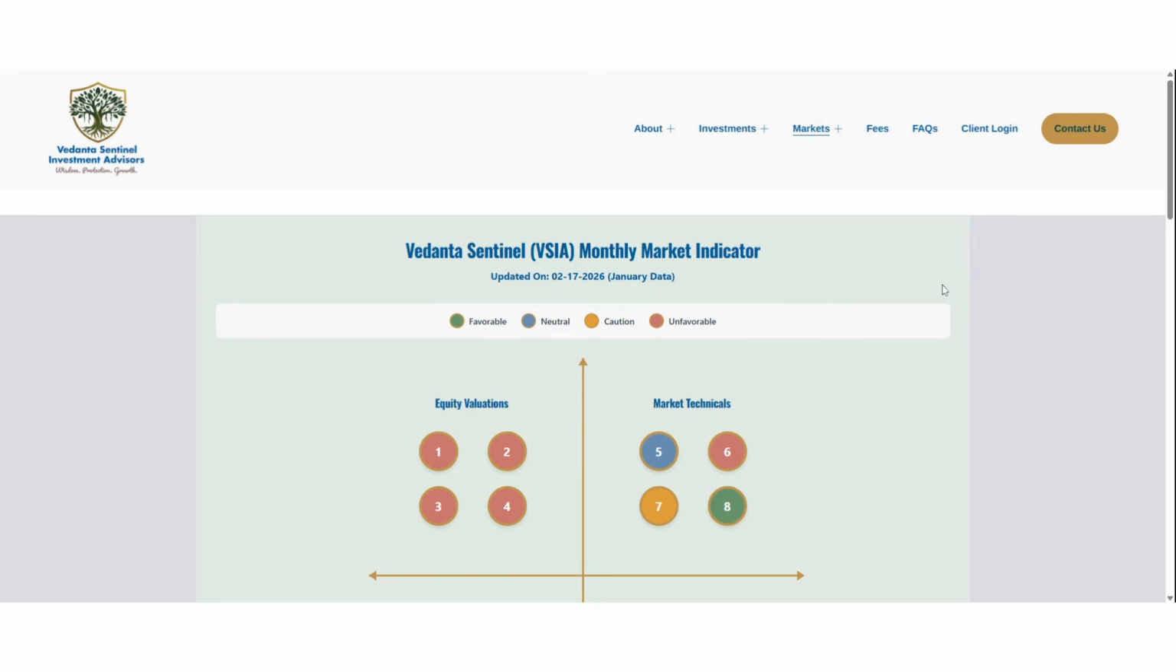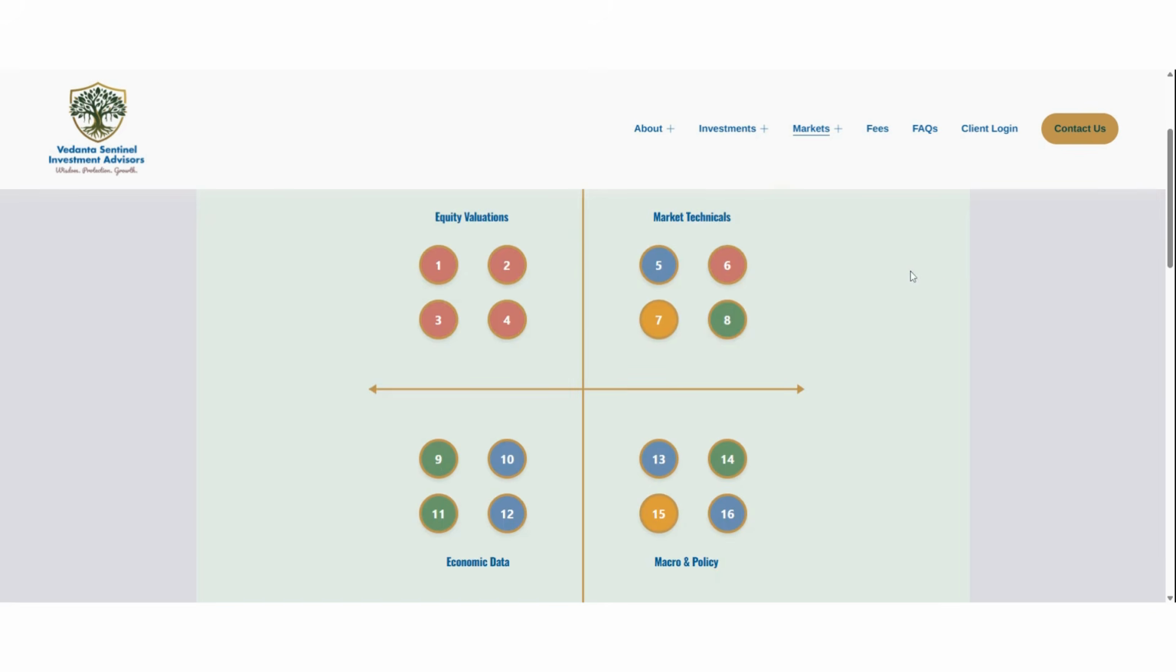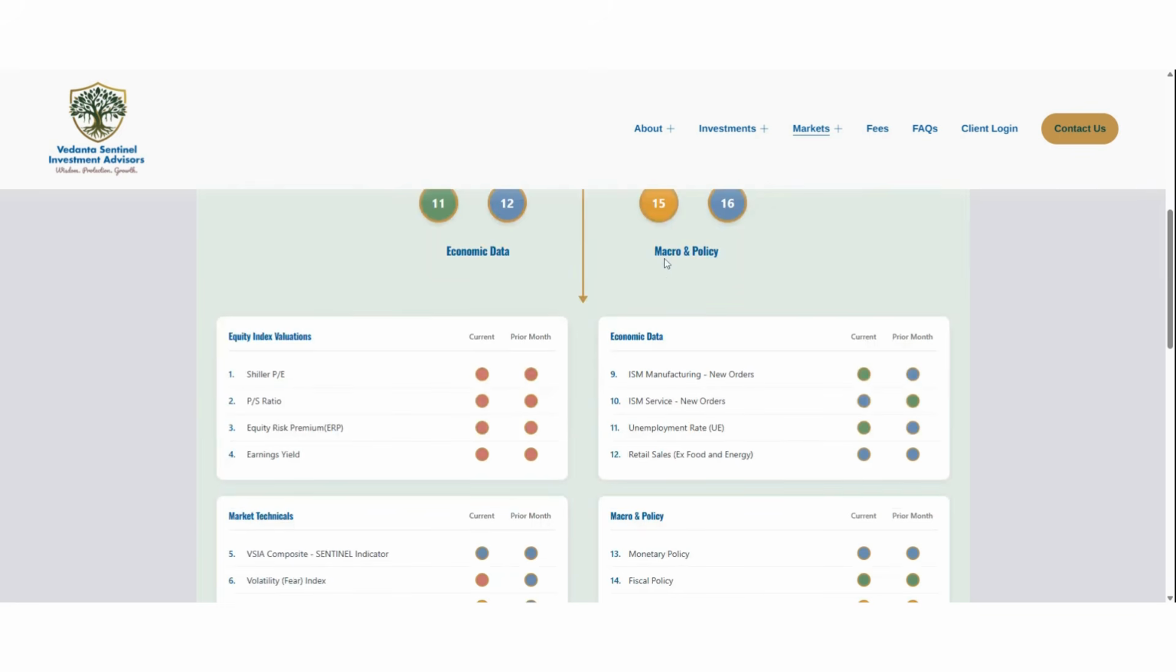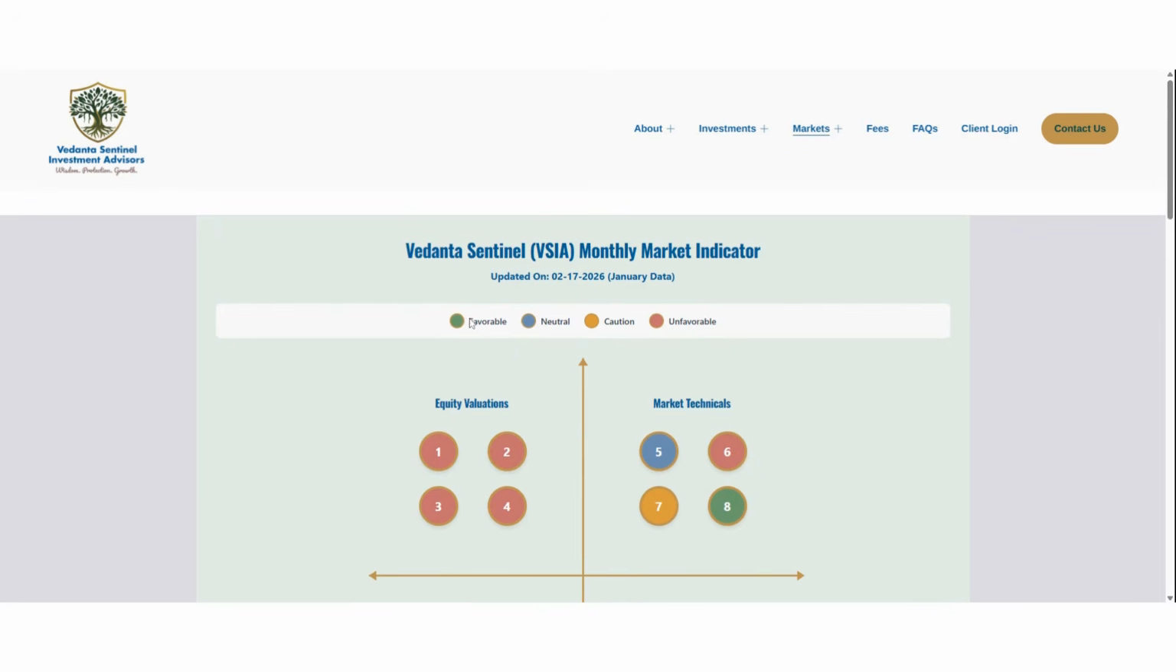The indicator tracks 16 different data points: four across market index valuations, four technical indicators, four across the economic data landscape, and then four macro and policy related data points. And green means favorable, blue means neutral, yellow means caution, and red means unfavorable. Taken together, they combine to provide useful information about the current investing landscape.